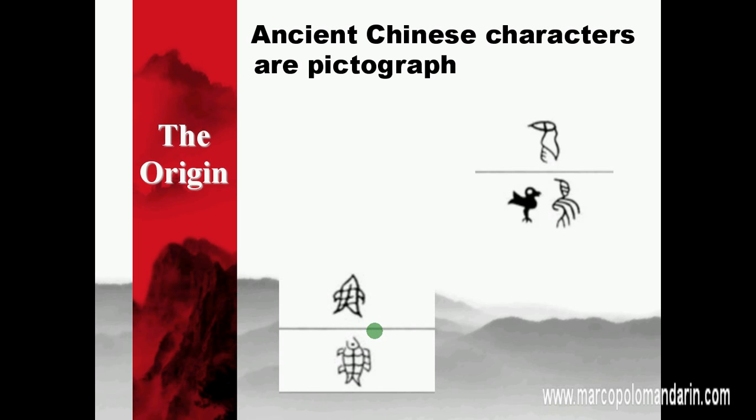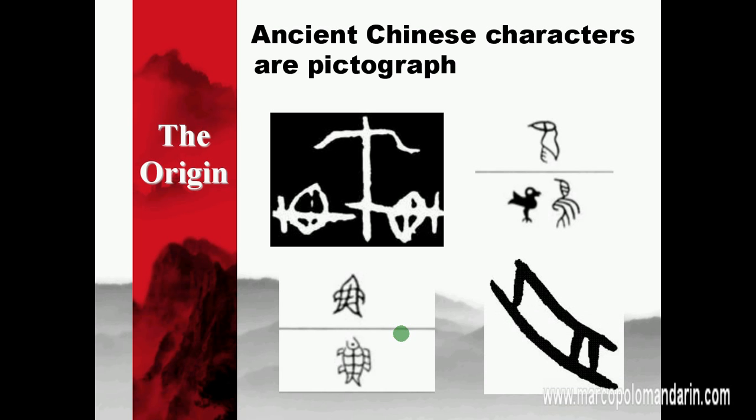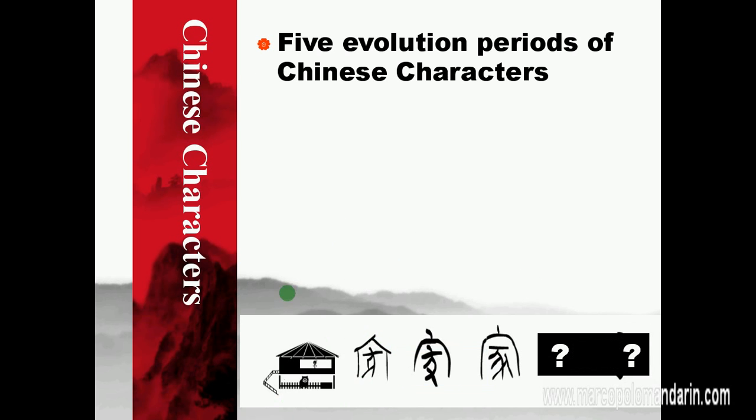Unfortunately, I need to tell you, up to now, though we already found about 4,600 of these characters, we can only read about 1,000 of them. And I think only historians and linguists can read them. The common Chinese people can't read them, including me. So I can only read some characters like this.